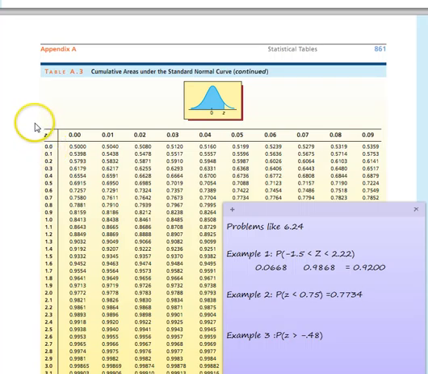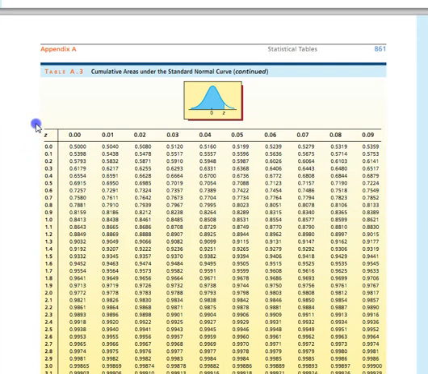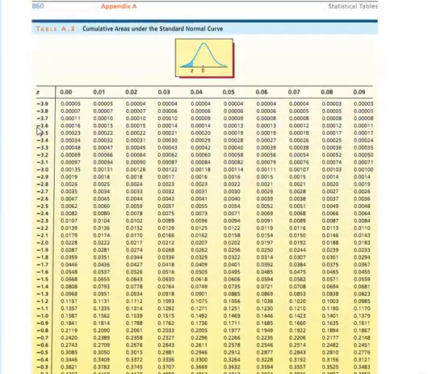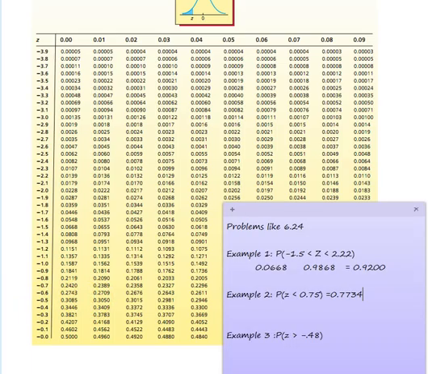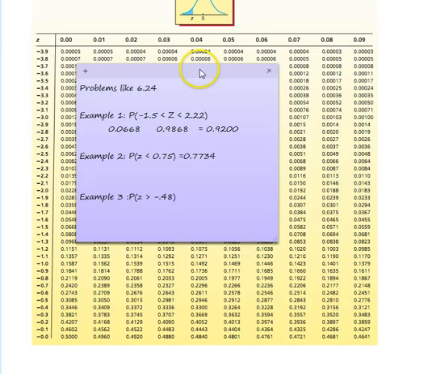So I'll temporarily lose my sticky note. So let me go back to the previous page. Okay, it looks like I'll be down here in this category. Let me call up my sticky note. Here it is. I'll put that up here this time so it's a little bit out of the way, I hope. I want to find negative 0.48.